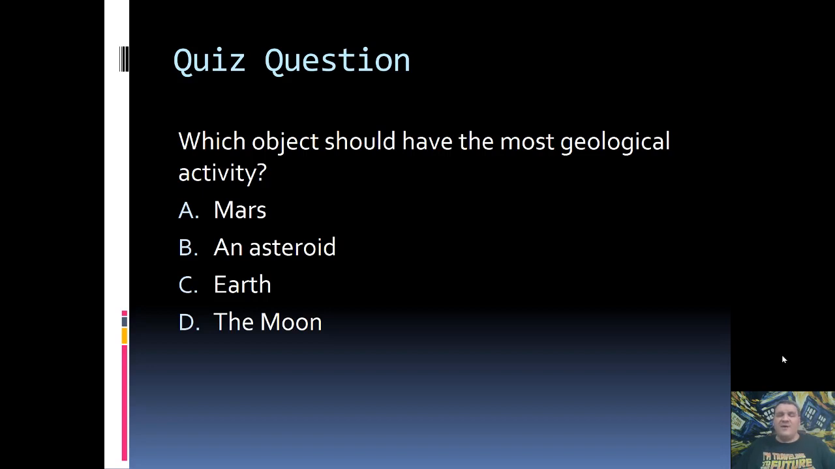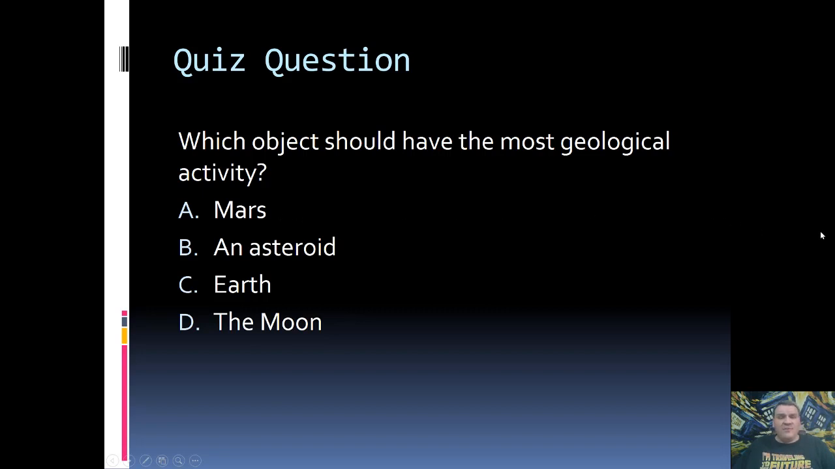All right, so the amount of geological activity is going to be related to the amount of internal heat, and the amount of internal heat is going to be related to the size. The larger the object is, the longer it's able to maintain the internal heat, and therefore the more likely it is to be geologically active. So an asteroid is super tiny, not going to be geologically active. The moon is also small. It's bigger than an asteroid, but it is still small and has lost most of its heat, so we expect it to be geologically dead.